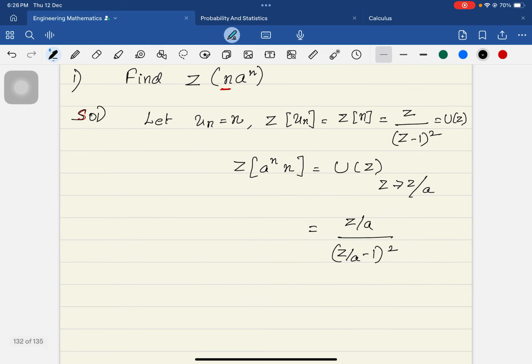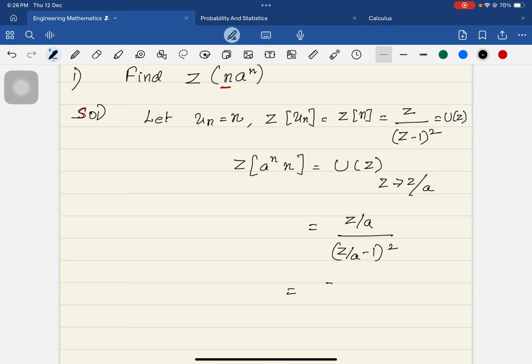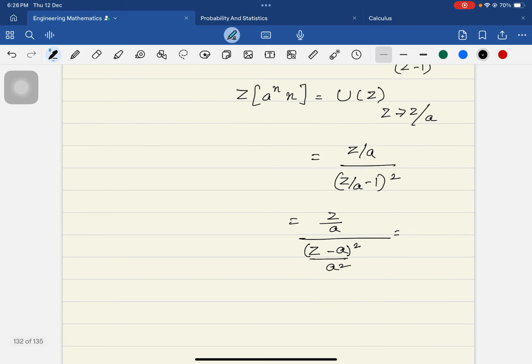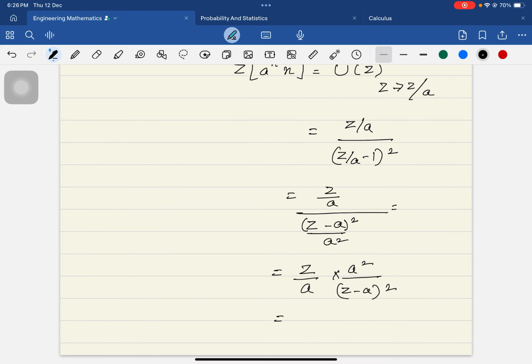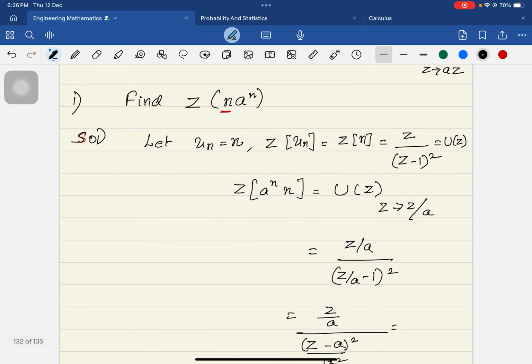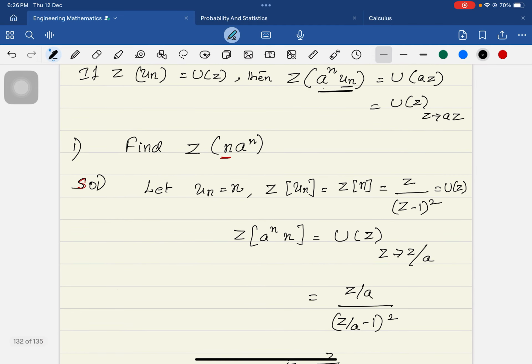You can even rewrite this as (z/a) over ((z minus a)/a) the whole square. That means (z minus a) the whole square by a square. So, because there is a fraction in the denominator, we flip the fraction and write it as a square over (z minus a) the whole square. One a gets cancelled. So, it is az over (z minus a) the whole square. This is the solution for Z of n into a raised to n.